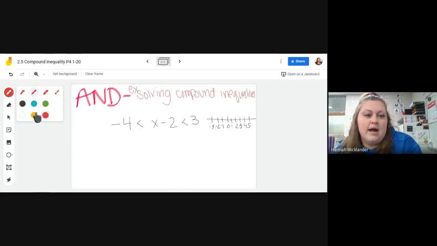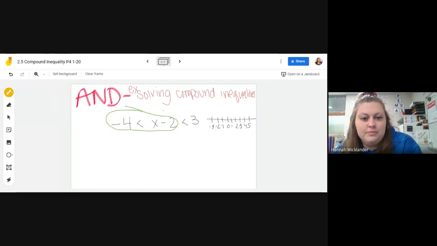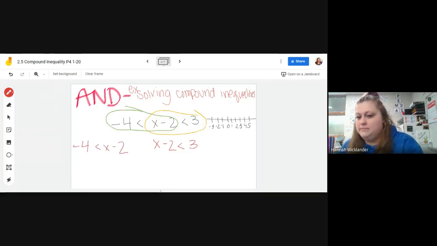We have equation 1, and then we have equation 2. They both share the middle, but that way we have two separate equations and it's a little bit easier to solve. So we can solve these separately because that's what we were doing last week.